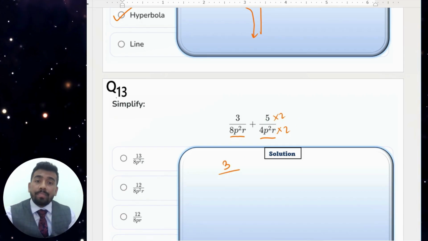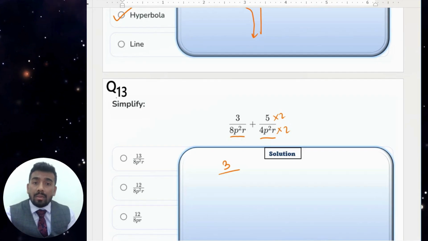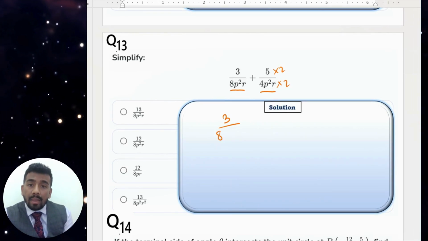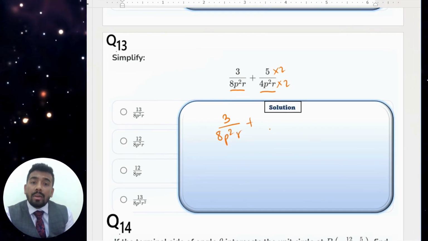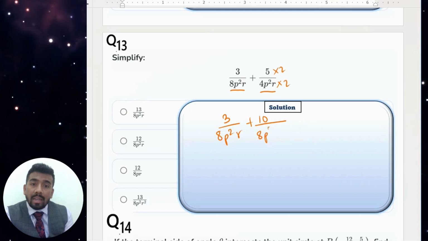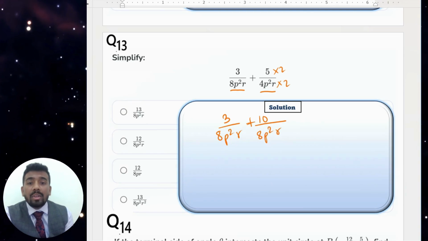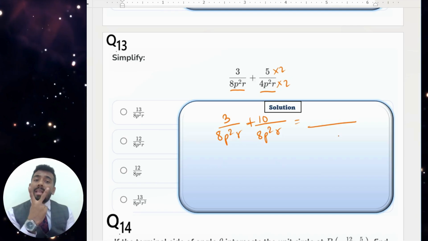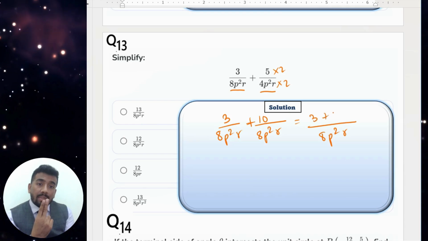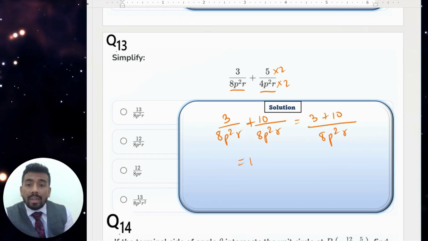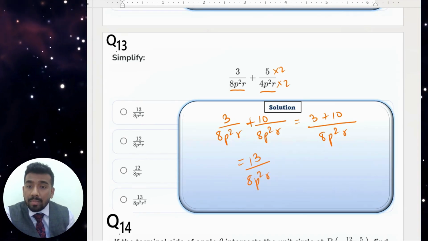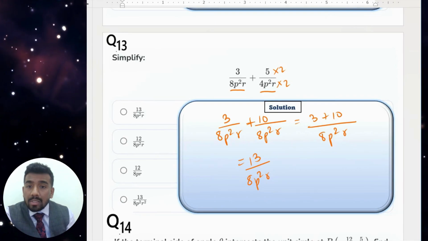You have 3. Once again, let me make it a little bit up. So 3 over 8 p square r plus 5 times 2, you will get 10 over 4 times 2, 8 p square r. Now you can see both the denominators are the same, so we can club them together. So you'll have 8 p square r and up will be 3 plus 10. How much will that be? 13. So 13 over 8 p square r. So that's the answer.